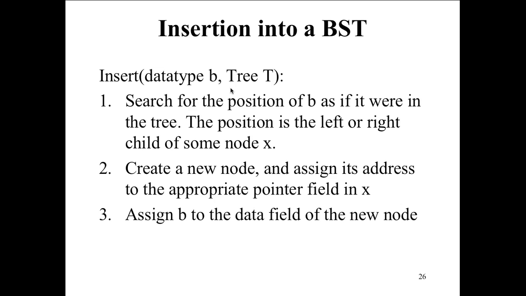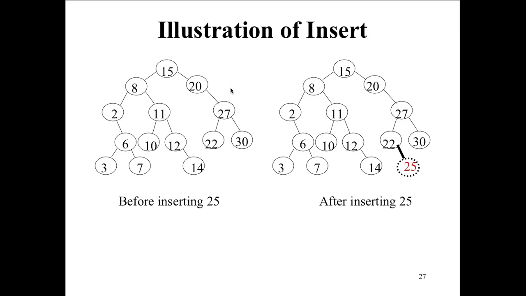The position is in the left or right child of some node X. We create the new node, and then we assign its address to the appropriate pointer field of X. And then we assign B to the data field of the new node. So let's say we're going to insert the number 25 in this particular example. Here's the tree before. 25 is bigger than 15, so I'm over here. 25 is bigger than 20, so I'm over here. 27, that's less. 22, and I go, well, 25 is still higher than 22. Well, it should go right here. So we know it should go on the right instead of the left child.